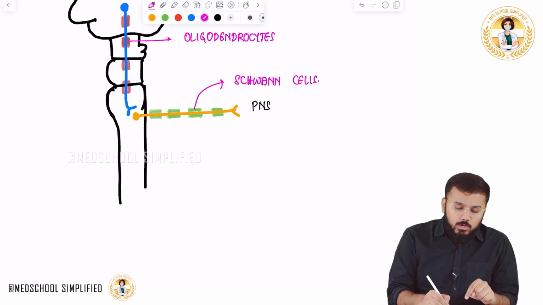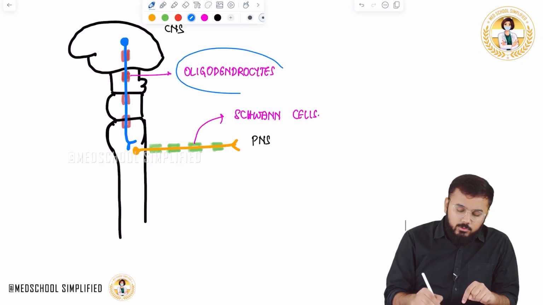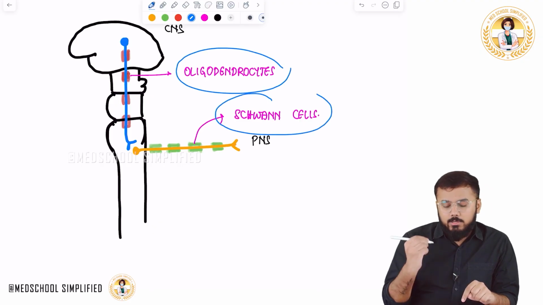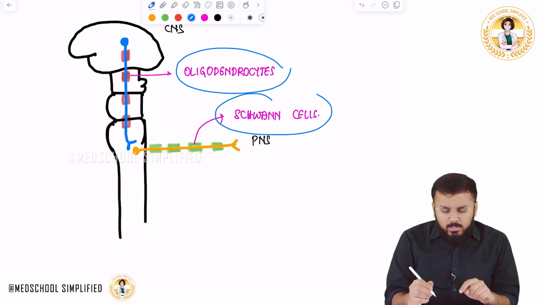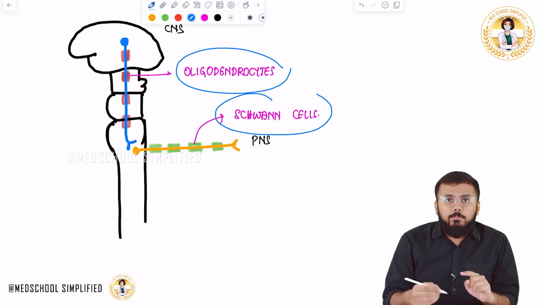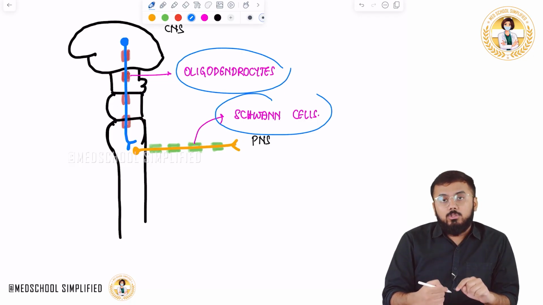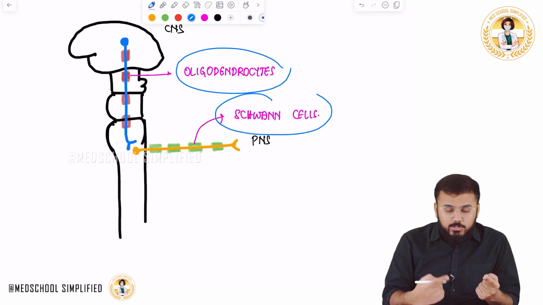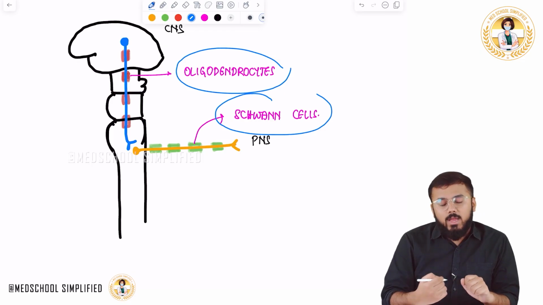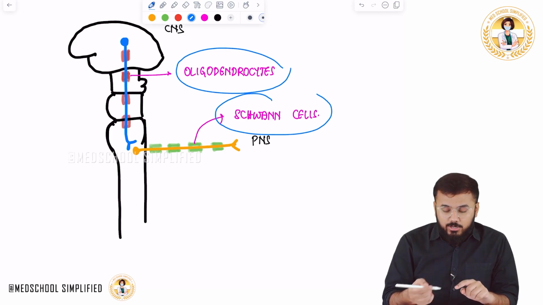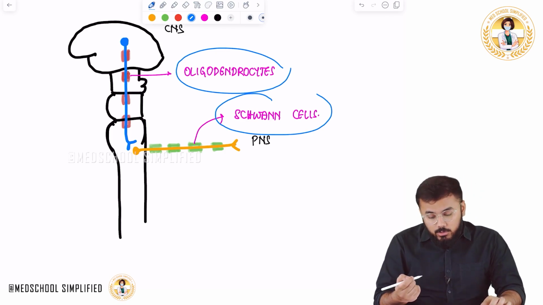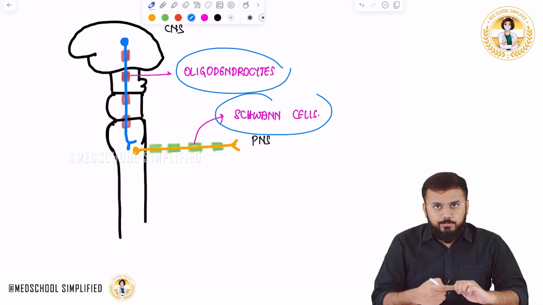So what are the two important things we have seen here? One is oligodendrocytes and the other is Schwann cells. Oligodendrocytes perform myelination for the neurons of the central nervous system. In the same way, Schwann cells perform myelination for the neurons of the peripheral nervous system.